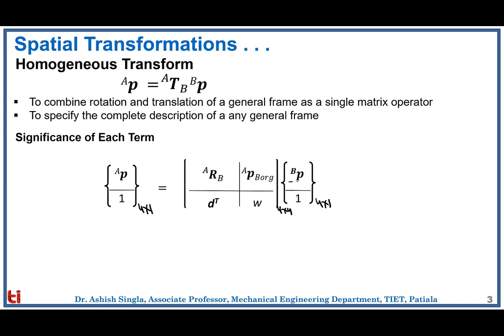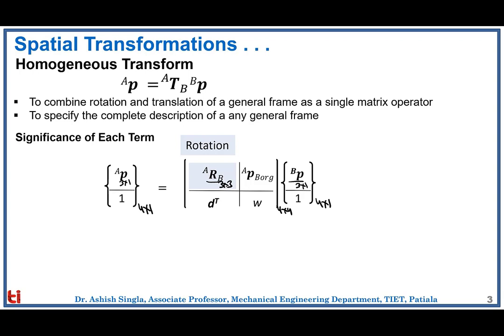So this vector PB is a vector defined in frame B, having dimension 3x1, and we are interested in finding its description in frame A, this PA, which is a 3x1 vector. First of all, regarding this matrix, it represents the rotation matrix, which is a 3x3 matrix, and it represents the orientation of frame B with respect to frame A.